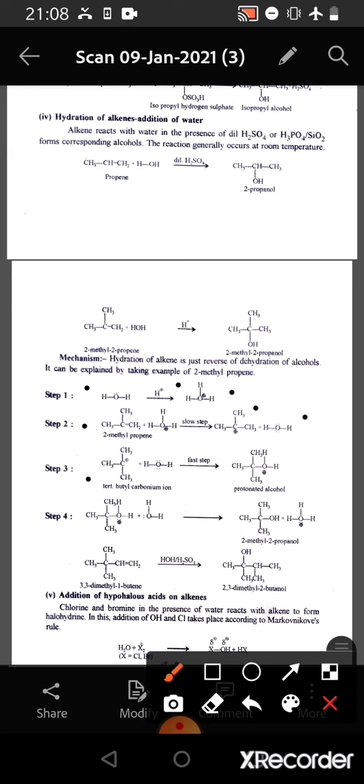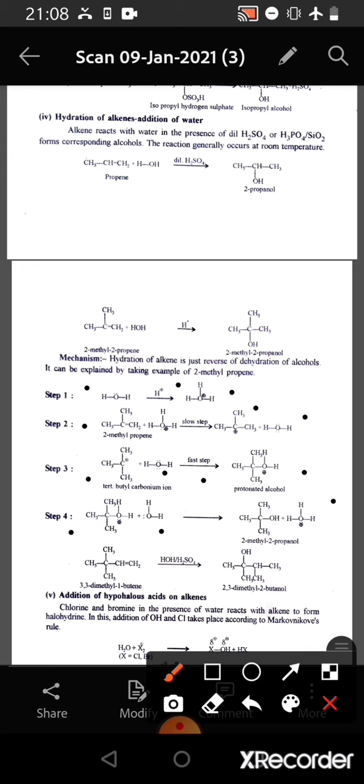In the third step, the tert-butyl carbonium ion, which was formed in the second step, reacts with water and protonated alcohol is formed. In step 4, this protonated alcohol loses a proton and forms 2-methyl-2-propanol.